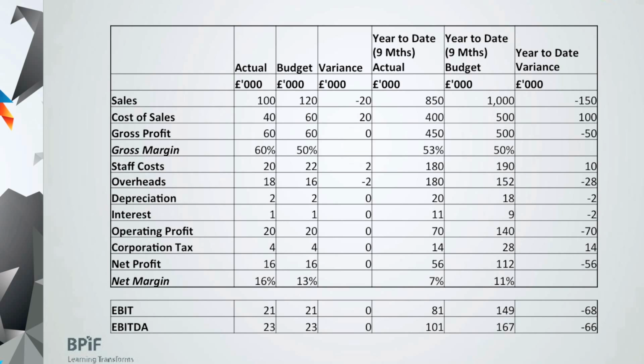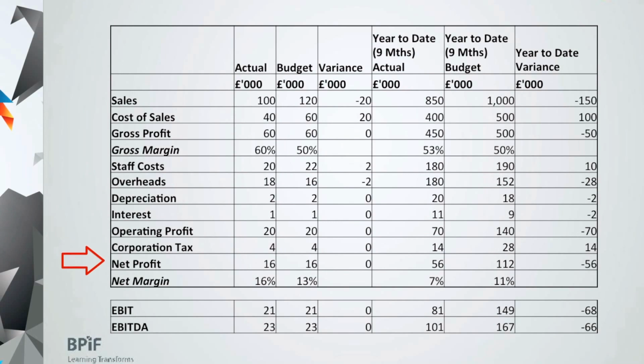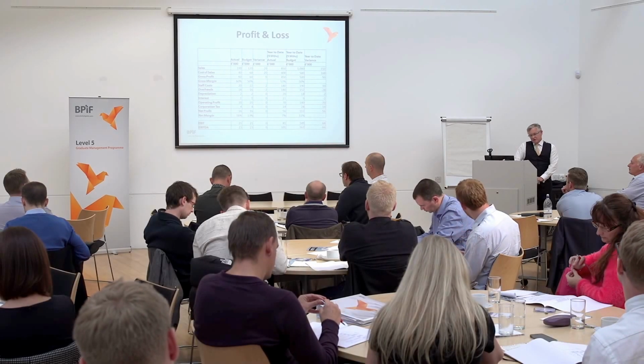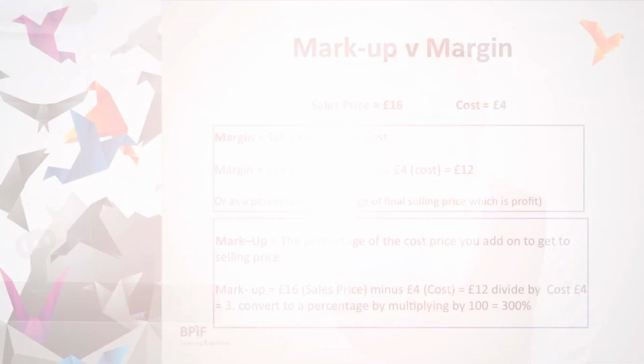Below that, we then come to operating profit, which, as it sounds, is actually the profit that you make from your operations. Deducting corporation tax, we then end up with a net profit, and the net margin is the percentage of net profit to sales. The two below that are EBIT and EBITDA. EBIT means earnings before interest and tax, so quite simply that is your operating profit, and then adding back your interest. And EBITDA, which is earnings before interest, tax, depreciation and amortization.